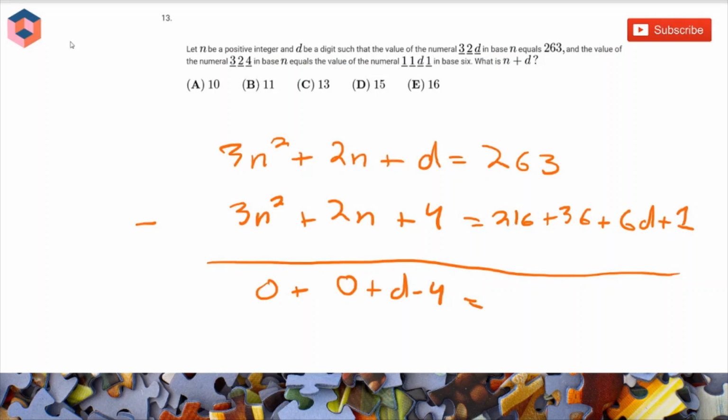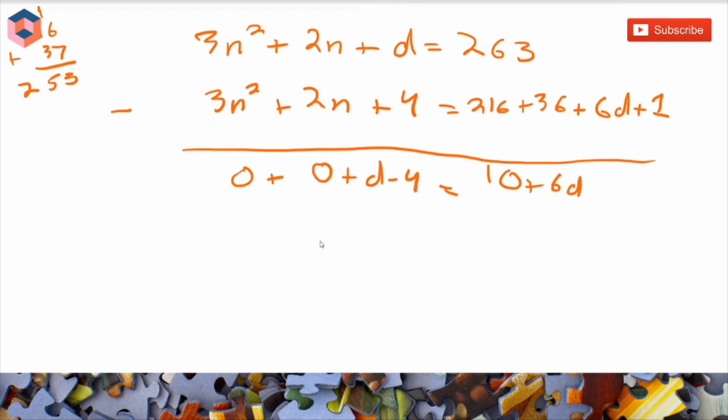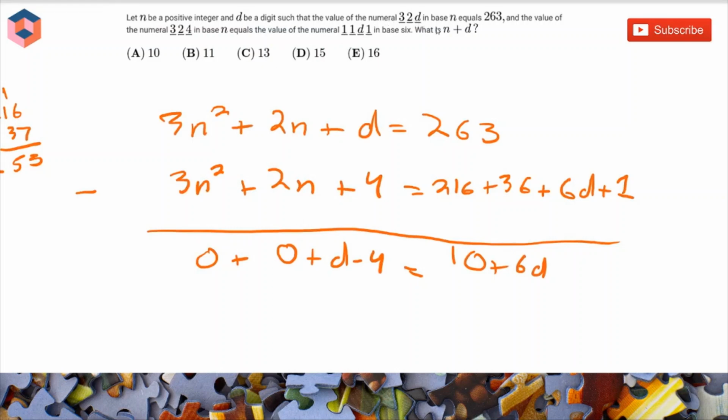So 216 plus 36 plus 1 would be 216 plus 37, or 253. And 263 minus 253 is just 10, plus 60, obviously. So now, what would we do next here? We have this equation right here, and we have the fact that, one second, just double checking everything. So we have 3n squared plus 2n plus d in base n equals 263, and 3n squared plus 2n plus 4 in base n is equal to this value, which is 216 plus 36 plus 60 plus 1.